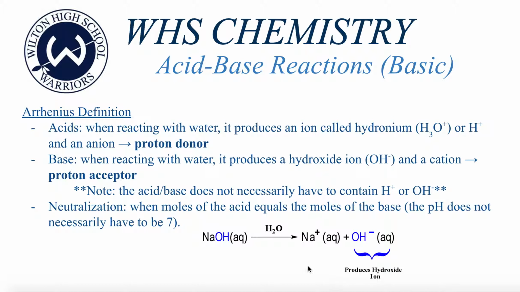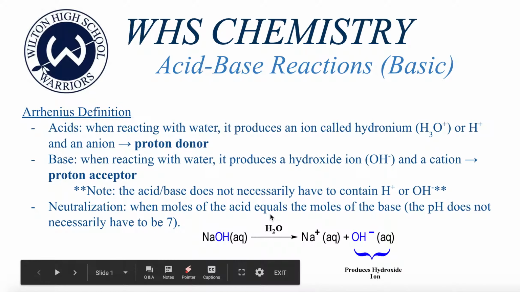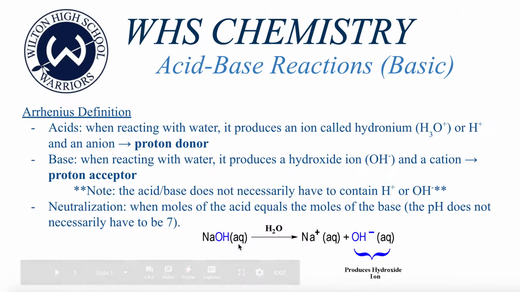This is a good example of the Arrhenius definition because it says NaOH, which is a strong base. Depending on what class you're in, you might have to memorize what's a strong base and a strong acid. When reacted with water, it produces Na plus, sodium ion, and a hydroxide ion. So this is a great example of when a base reacts with water, it produces an OH minus, so it's an Arrhenius base.